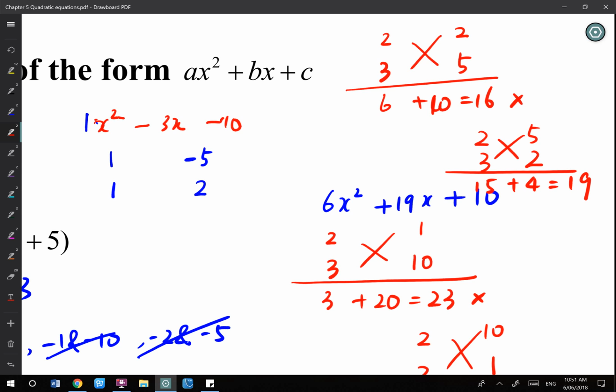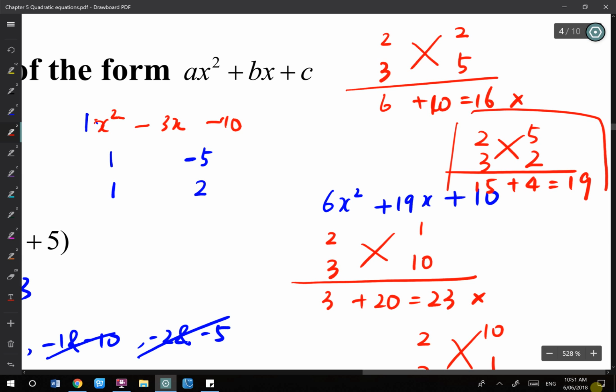But as you practice more, you get experience. You see which are the most likely answers to give the middle number. There's no really quick way to think about it. When you do more questions, you get a feeling for which pairs should work, and what times what, plus what times what, will give you the middle number. It's all through practice. But from this, 19 works.